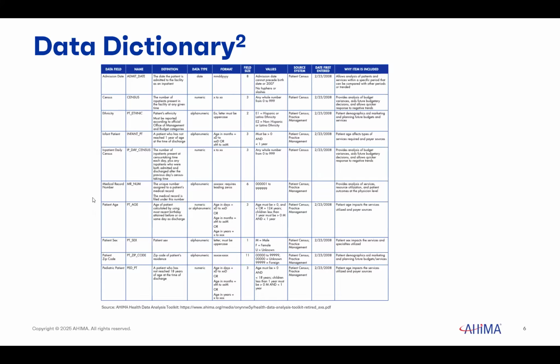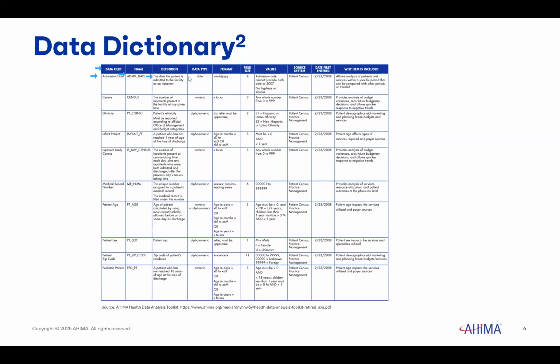So in this case, we have a data field, and this one's admission date. This is how it's named in the database, admit underscore date. We have a definition, right? It's the date the patient is admitted as an inpatient.